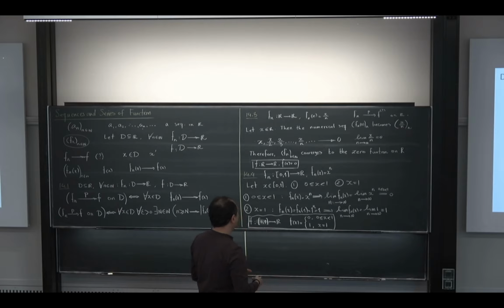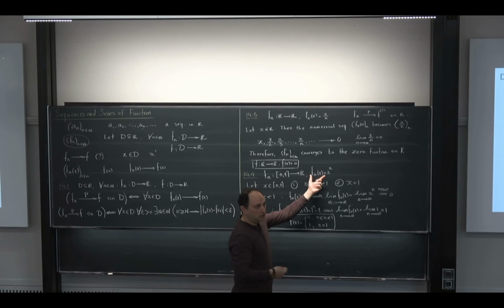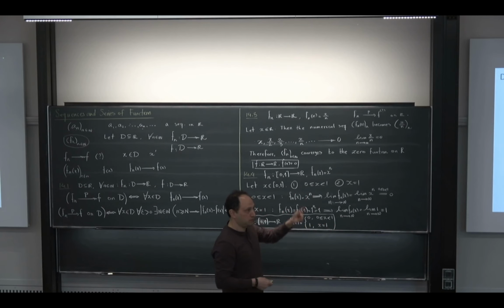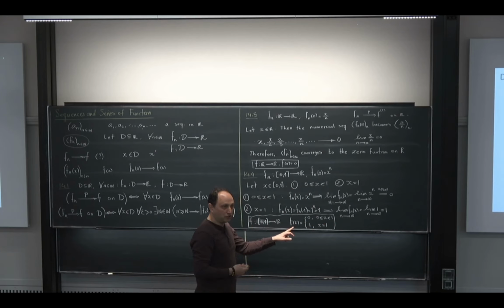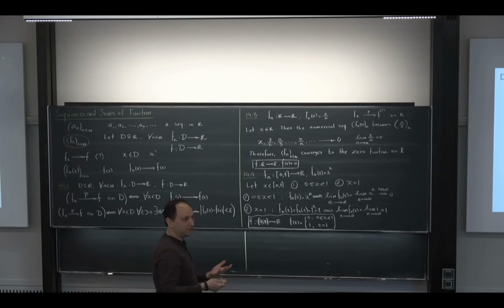For example, here I am facing continuous functions all the time. Each one of these functions individually is continuous because these are x to the power n. But then what happens? The final result is not continuous. The limit function is not continuous because it jumps at one point. So pointwise convergence is not strong enough to keep the properties that we like intact.